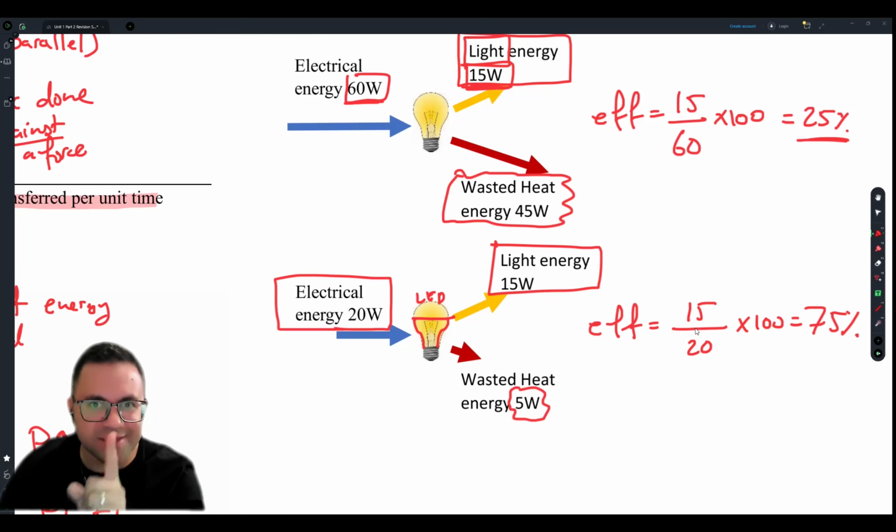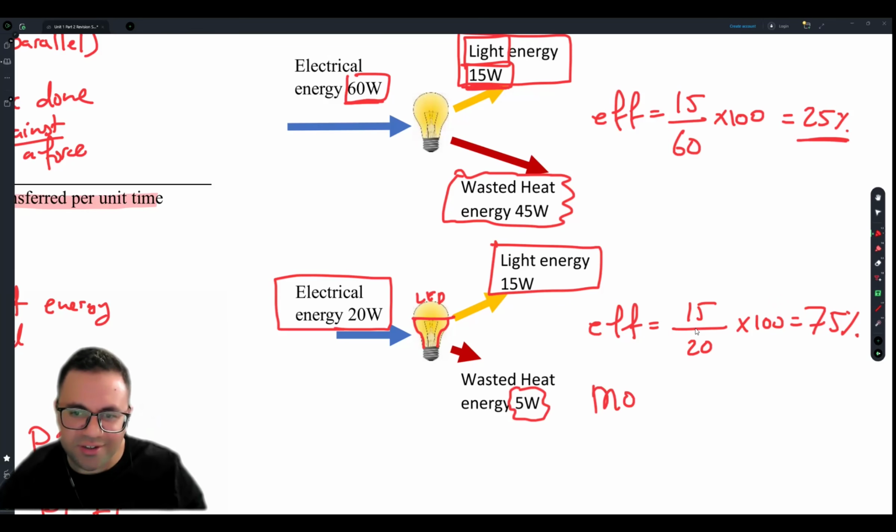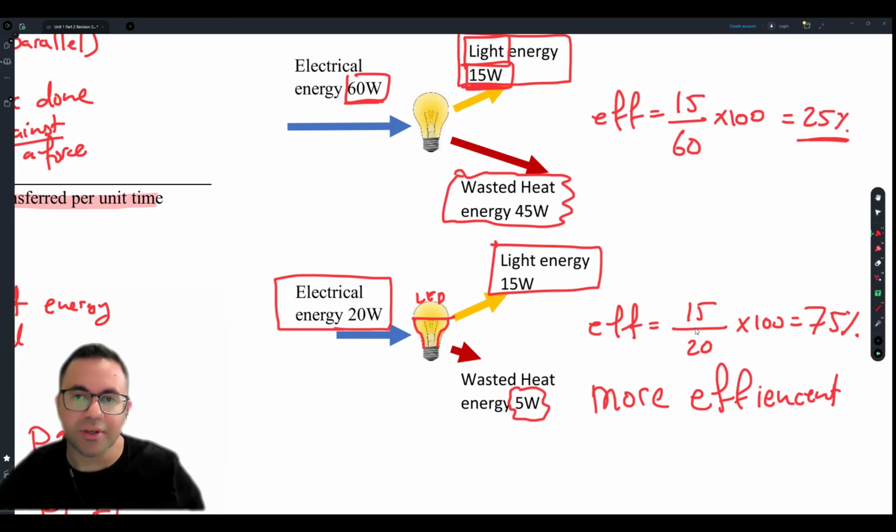So if something is more efficient, it doesn't mean that it gives you more energy. It means what?